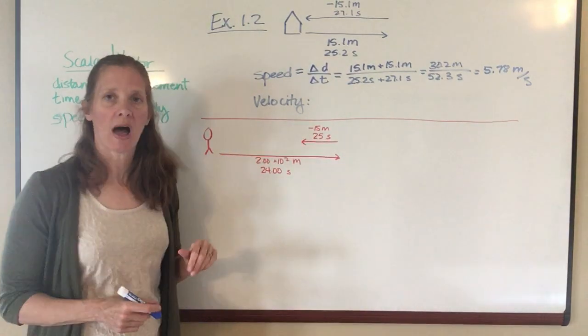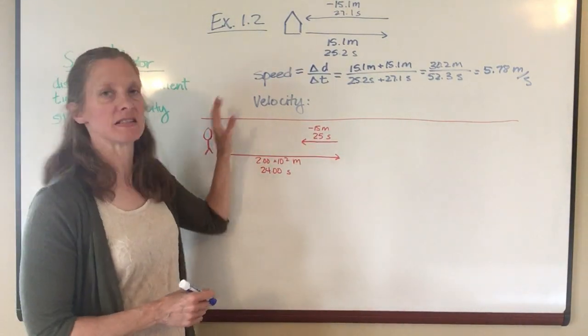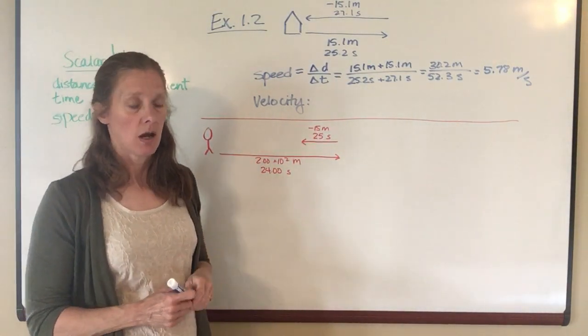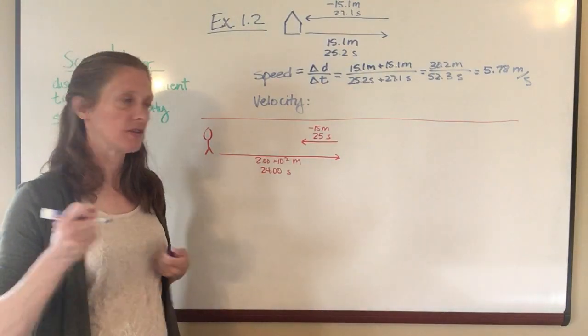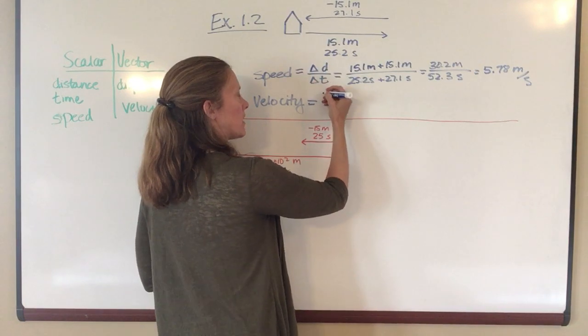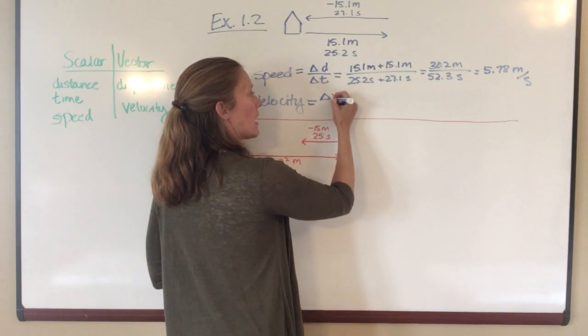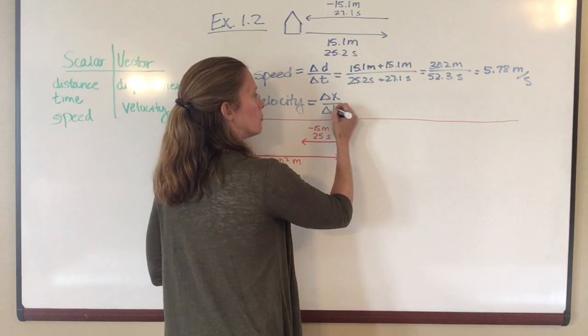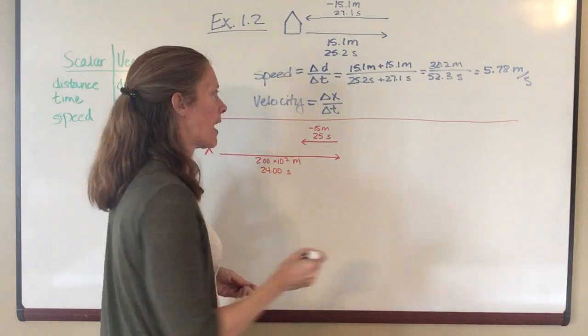Now let's look at velocity, because velocity is the displacement. When I look at the displacement, in place of a D, they usually use an X for that, with a delta t on the bottom.